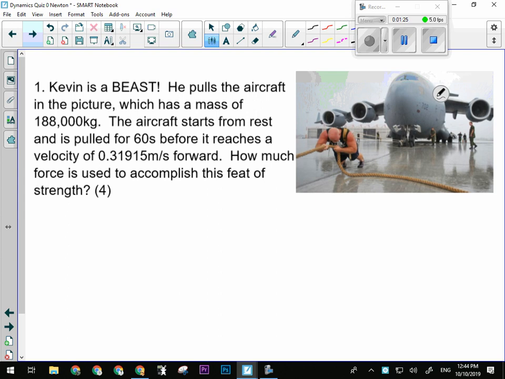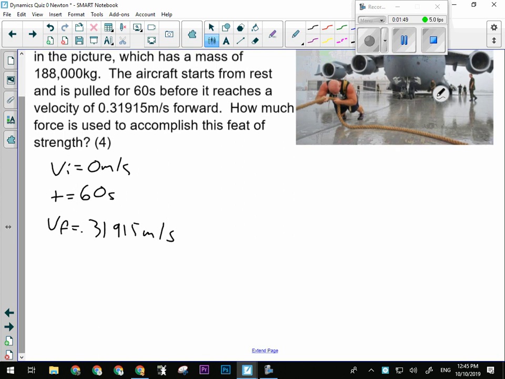So we have just the mass of the plane, and we're going to put in the information that we have. The aircraft starts from rest, so VI is 0 meters per second. It's pulled for 60 seconds and reaches a final speed of 0.31915 meters per second in a forward direction. We have a positive value and a time. Can we calculate the acceleration with those? Acceleration is going to be VF minus VI over T. So one mark for givens. And we have the mass of the plane, 188,000 kilograms.